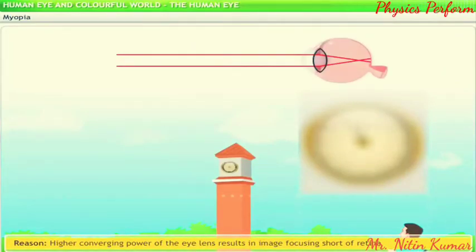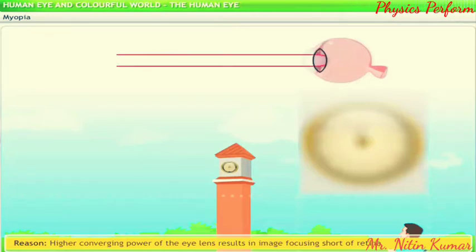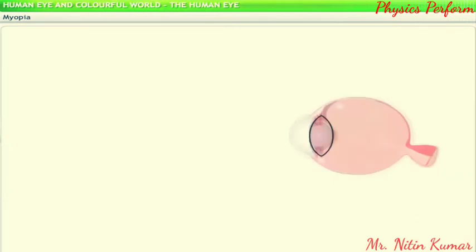Myopia occurs when the converging power of the eye lens is higher than normal. In such cases, the ciliary muscles do not relax sufficiently. Due to this, the parallel light rays that are reflected from a distant object are focused at a position before the retina, instead of on a position on the retina. So, how can you correct myopia?